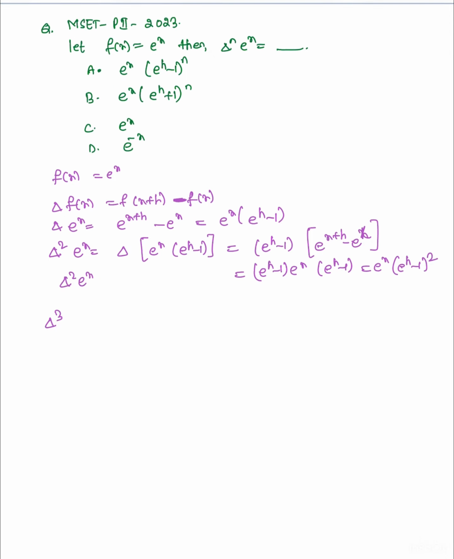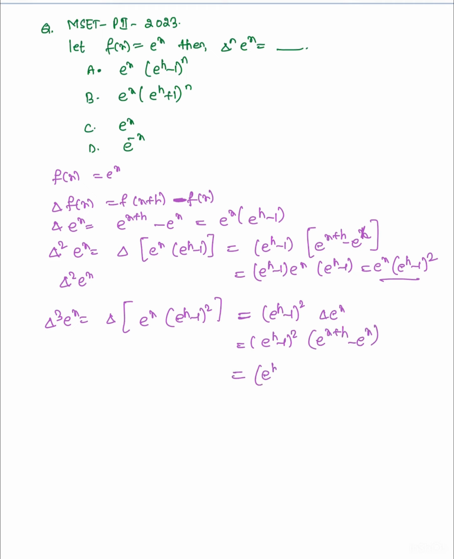For the third, delta cube of e raised to x will be equal to delta of the second, e raised to x into (e raised to h minus 1) whole square. Again (e raised to h minus 1) whole square does not have any terms in x, therefore we can take it out. Delta of e raised to x is e raised to x plus h minus e raised to x. So this is (e raised to h minus 1) whole square into e raised to x, taking e raised to x common, (e raised to h minus 1). So here it is e raised to x into (e raised to h minus 1) whole cube for the third difference of e raised to x.